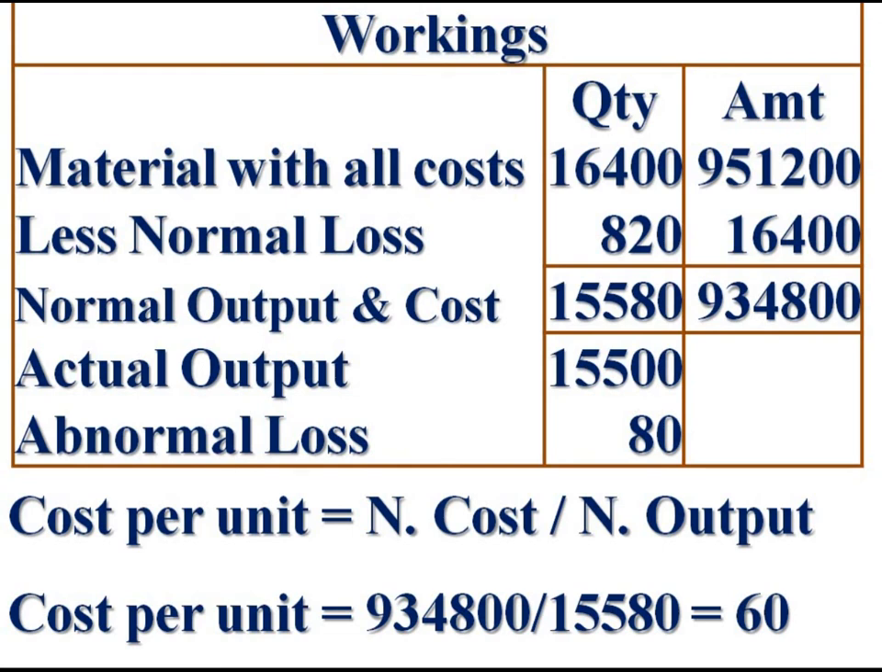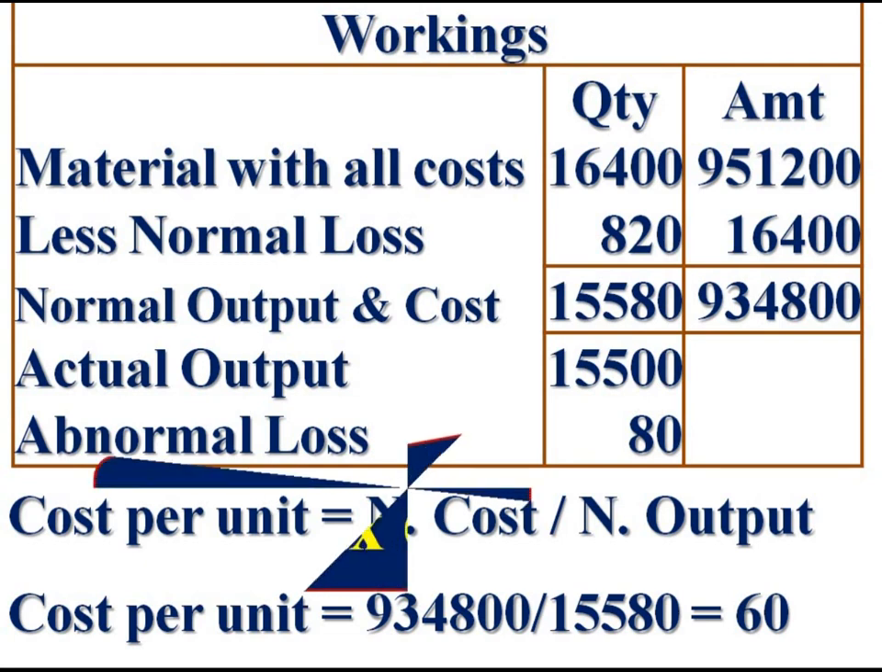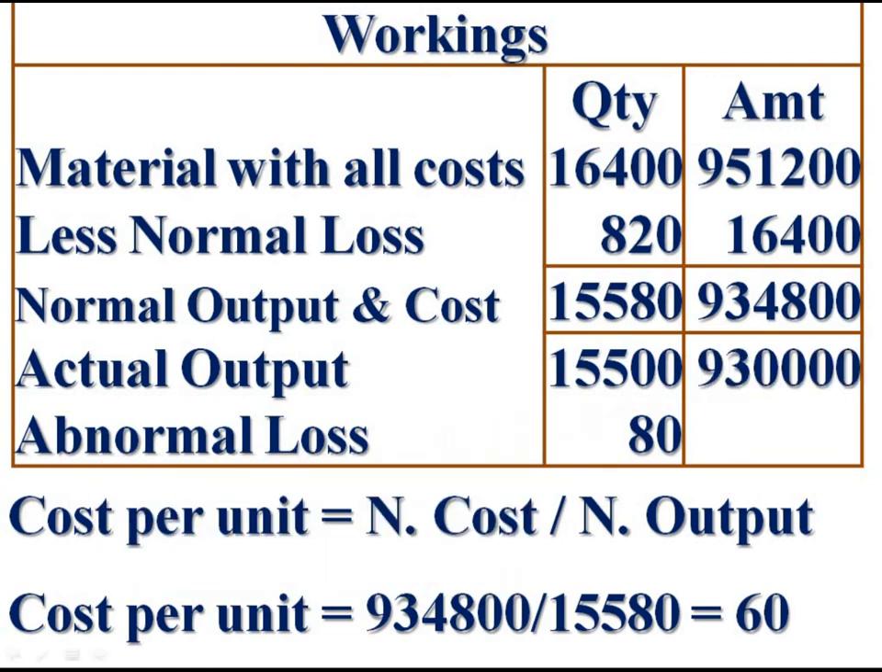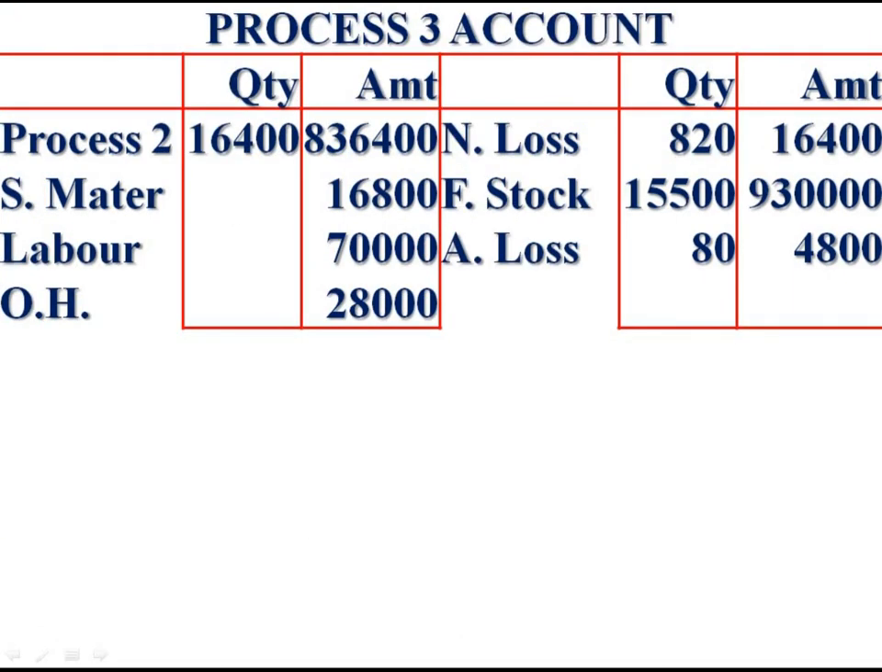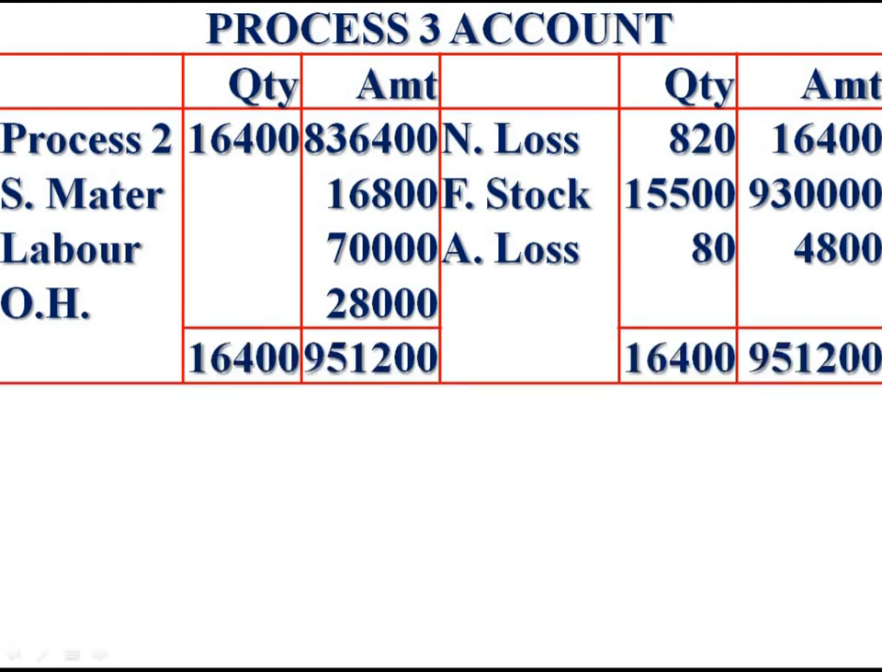Value of actual output 15,500 into 60, 9,30,000. Value of abnormal loss 80 units into 60, 4,800. Credit the value of actual output and abnormal loss in process 3 account. Abnormal loss rupees 4,800. Finished stock rupees 9,30,000. Get the total of process 3 account 16,400, 9,51,200. This is the process 3 account.